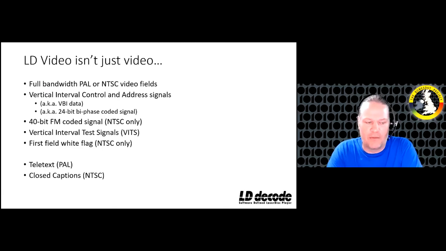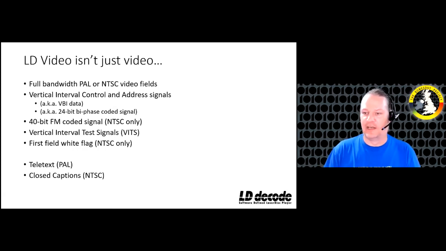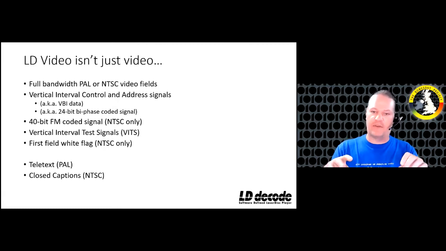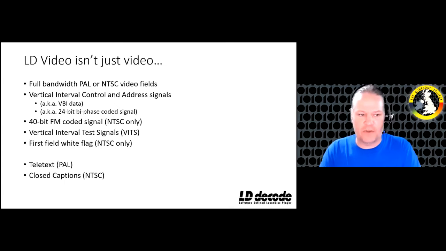But this is what we often call VBI data. This is actually things like, this is frame number 21, and the sound is analog, and there's all this different information encoded into each one of these fields. And it's what's called a 24-bit biphase coded signal. Lovely expression for it. But that's actually coded into every single field, which has this VBI data at the top of it. If it's NTSC, there's also a 40-bit FM coded signal, which gives you more information about what's going on.